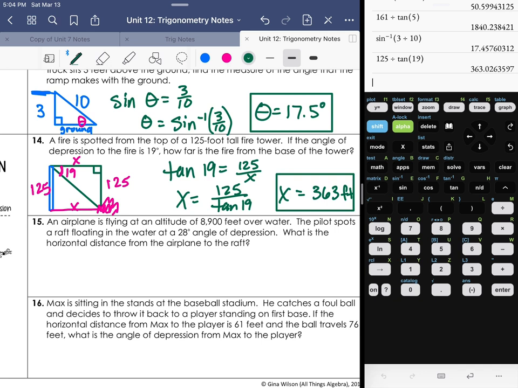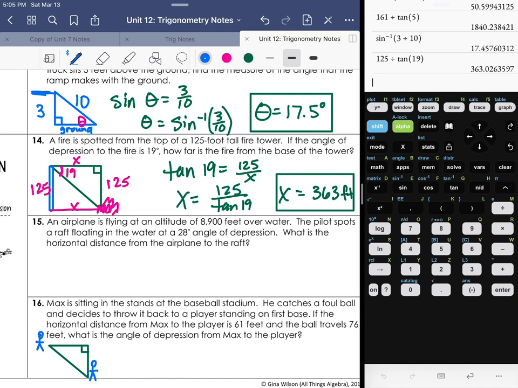Okay, number 16, we need still one of these upside down triangles. So I'm going to go ahead and draw that. And this is, of course, the right angle in the corner. So we have Max sitting in the stands at a baseball stadium. So Max is sitting up here in the stands. He catches a foul ball and decides to throw it back to the player standing on first base. So the player standing on first base is right here. Okay, so Max has to throw this ball down to him.